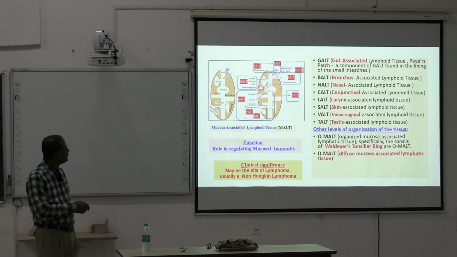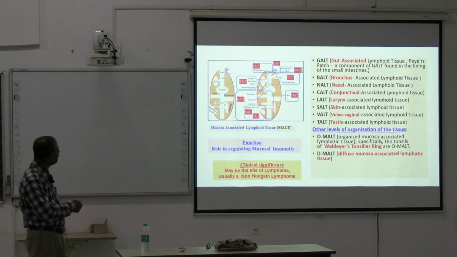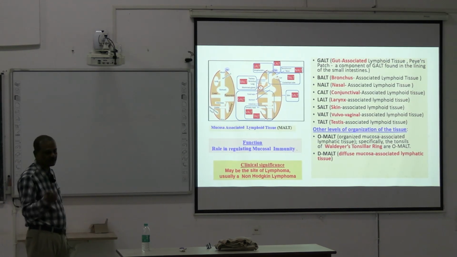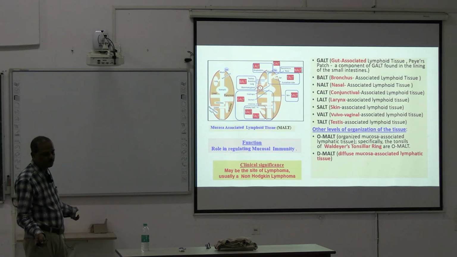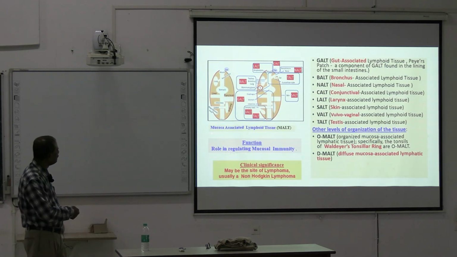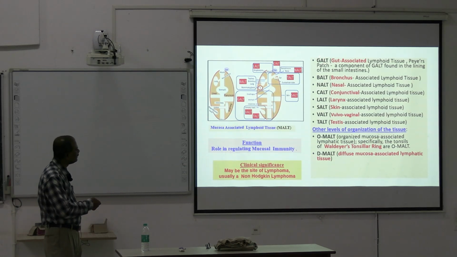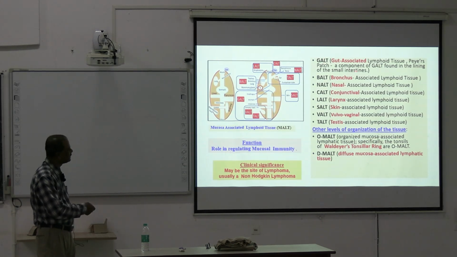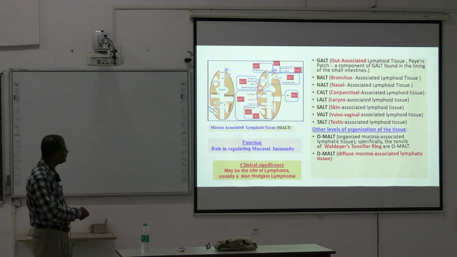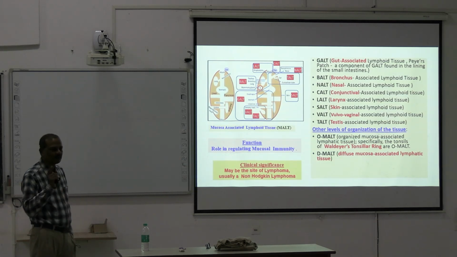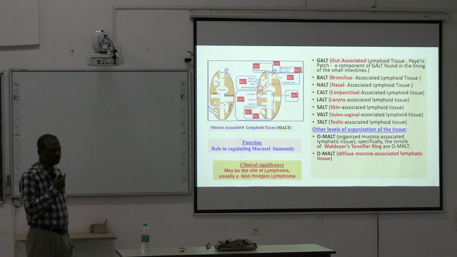As I told you in the first slide, you remember that we said we have externally the skin and internally the mucous membrane, epithelium. So, this mucosa associated lymphoid tissue is called MALT, and you have gut associated, bronchus associated, nasal associated, conjunctiva associated, larynx, skin, vulvovaginal, testis, and also tonsil and the upper part, head and neck. Has that been covered? No, you don't know that yet.